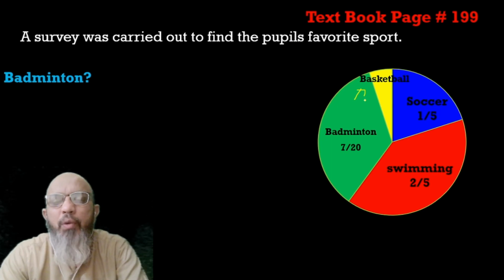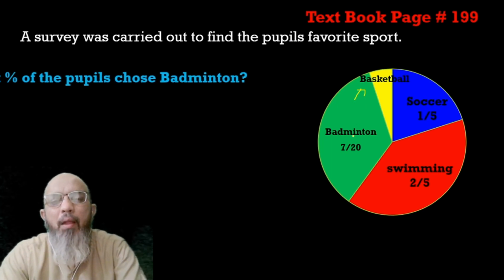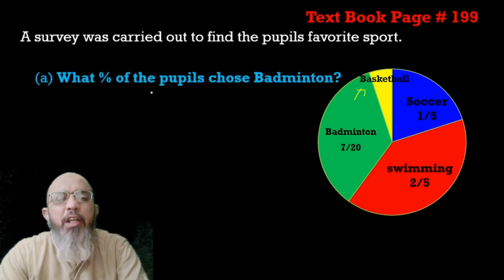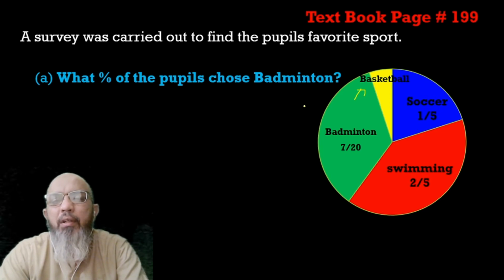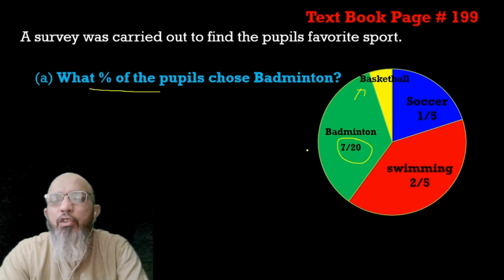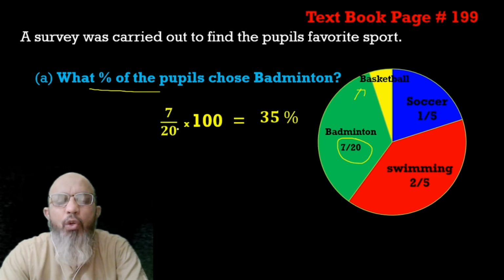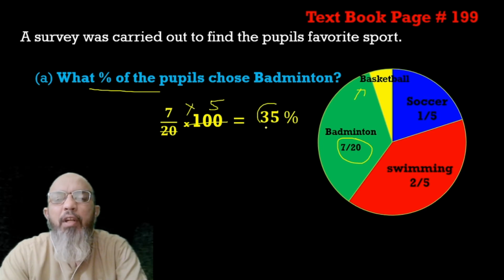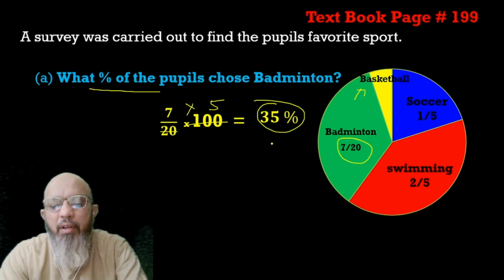Okay, now come to the question. What percentage of the pupils choose badminton? Now this is in fraction form and we have to give the answer in percentage. So how do you find the percentage? Simply you multiply by 100. So 7 over 20 multiplied by 100, it means 20 fives are 100, and when you multiply 7 with 5 you will get your answer, that is 35%.